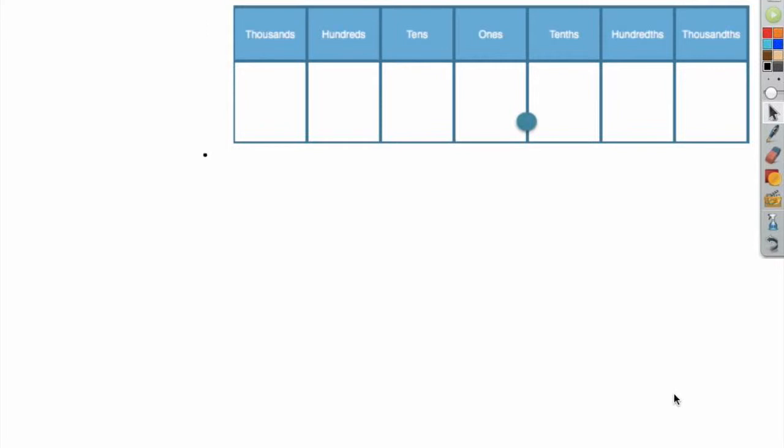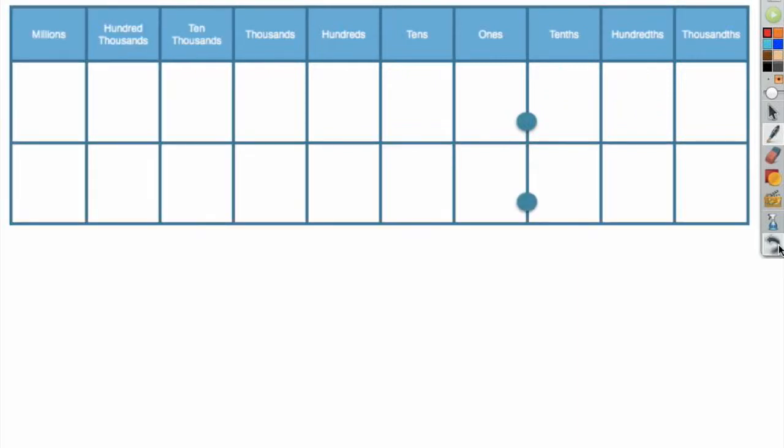If I have that number, how would I read that number? 34 hundredths. You say the name of the place the last number is in. So in this case, it's 34 hundredths.